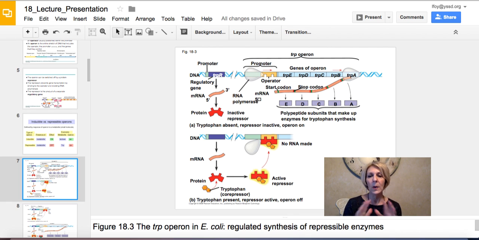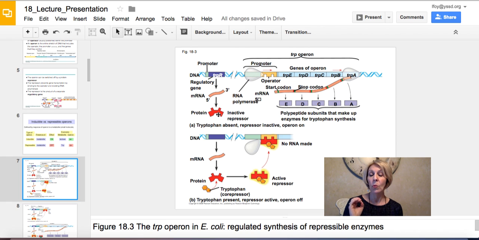All right, so here we go. Let's just take a look at this. The actual operon is right here. We have a promoter, and then the operator that sits right here, and then we have our regular structural genes down here. These are coding for polypeptides that are going to make up the enzymes that help the bacteria make tryptophan. Upstream we have a regulatory gene. It has its own little promoter. The regulatory gene makes a piece of messenger RNA, and that gets made into a protein.